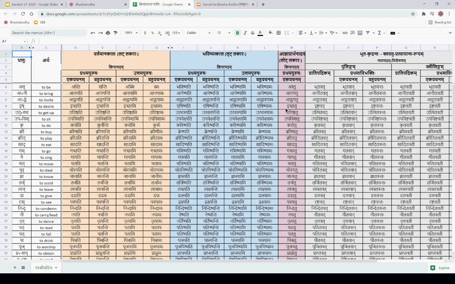For example, Uttishtati becomes Uttishtatu. Here Uttishtati, Uttishtanti in the Vartamana Kala, and in Lot Lakara we have Uttishtatu, same thing, Uttishtati turning into Uttishtatu. And Bahuvachanam becomes Uttishtantu. Some of them are different.